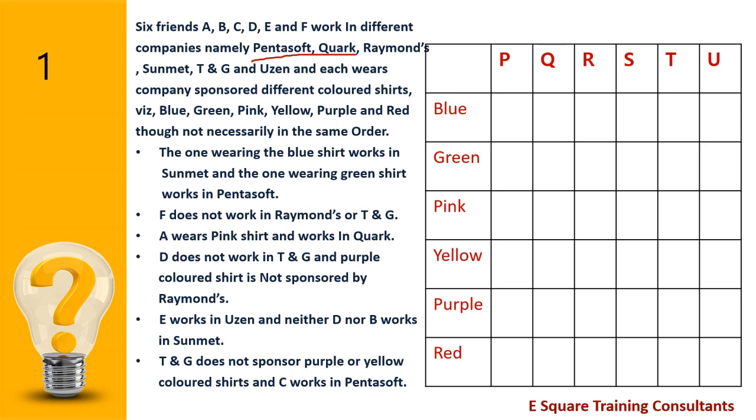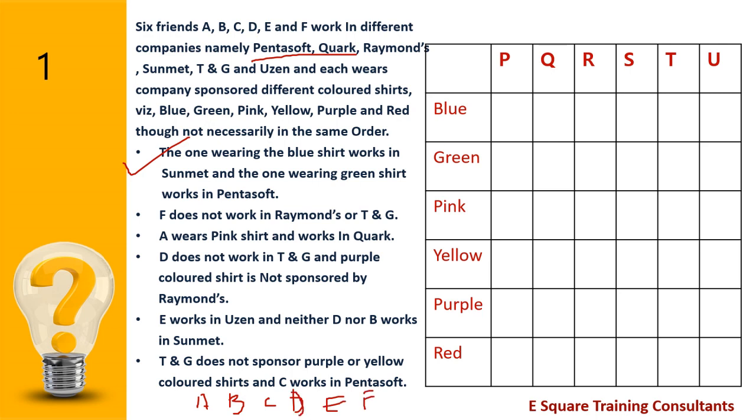Here I have taken the companies on one side and colors on the other side because of one reason. The reason being the first clue. The first clue says the one wearing the blue shirt works in Sunmet. So here the colors and the company are being related. That is why I have taken companies on one side and colors on the other side. Before actually solving the question, let me also write down the alphabets on one other side. So I am writing down the alphabets A, B, C, D, E and F.